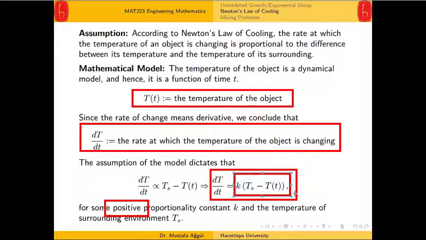If you see it the other way around, if the temperature of the surrounding is higher than the temperature of the object, then this will be a positive number, and k is positive, then we have a positive number on the right hand side, so the derivative is positive. This means the temperature of the object is increasing. This is really the case because the temperature of the surrounding is higher than the temperature of the object, so the object will gain some heat and its temperature will increase.